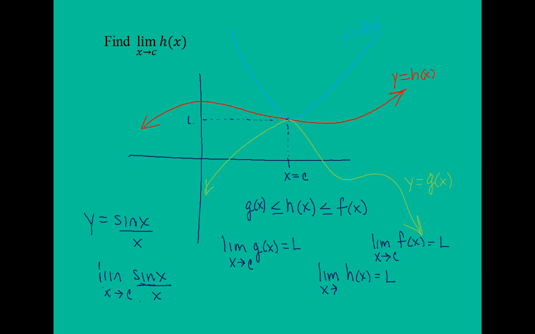That's the idea behind the squeeze theorem. We have a function h of x. We don't know how to find the limit of h of x as x approaches c, but we can find a function f of x. We know how to find the limit of f of x as x approaches c. We know that equals L. We can find another function, g of x. We can find the limit of g of x as x approaches c. We know that equals L. Therefore, we can conclude that the limit of h of x as x approaches c must also equal L. That is the squeeze theorem. That's the whole idea behind the squeeze theorem.